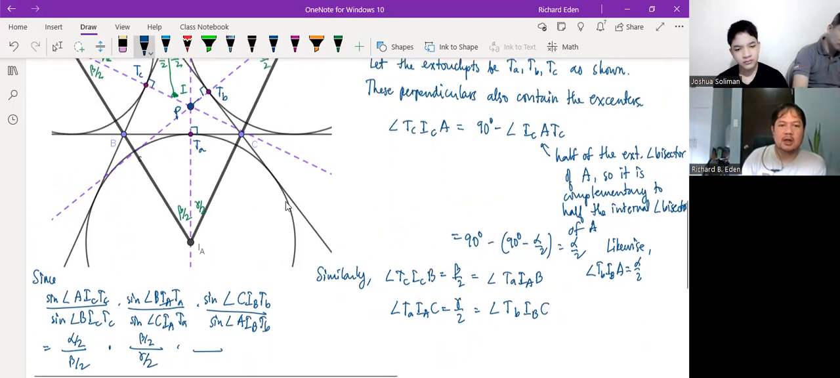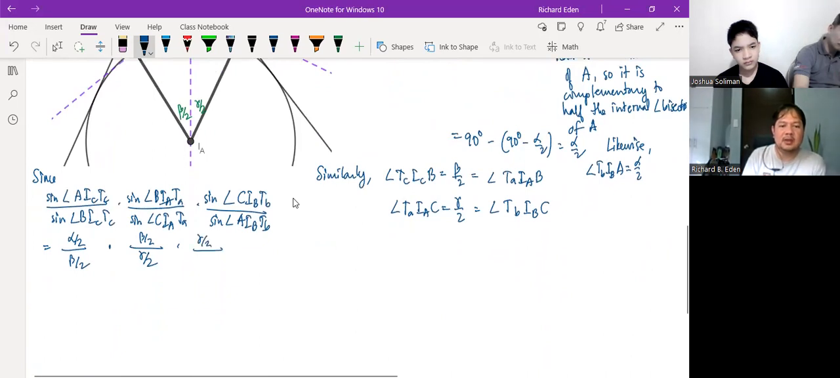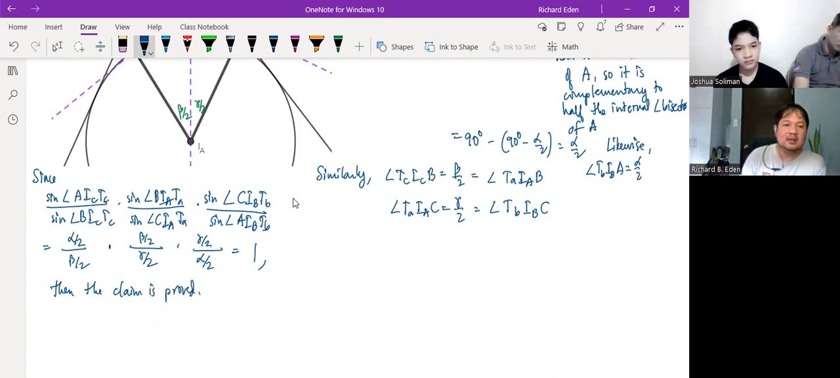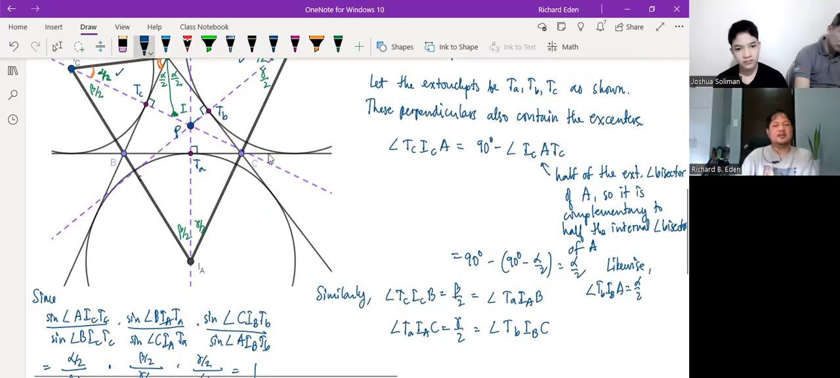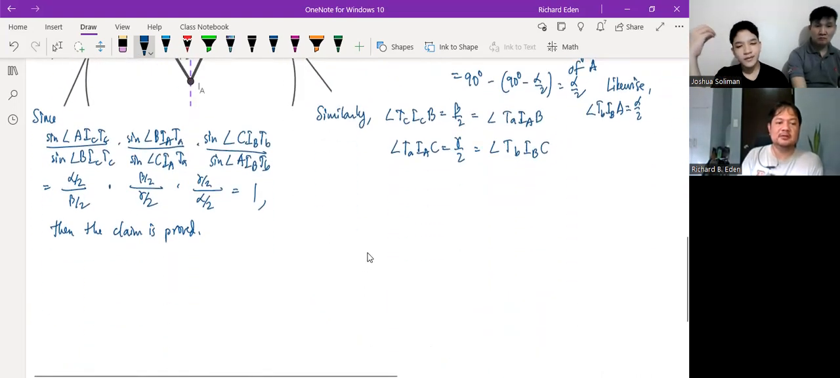And these are from the figure gamma over 2 and alpha over 2, and this is easily seen to be 1, then the claim is proved that these perpendiculars are indeed concurrent. And then what we noted, so from the figure, okay, observation.